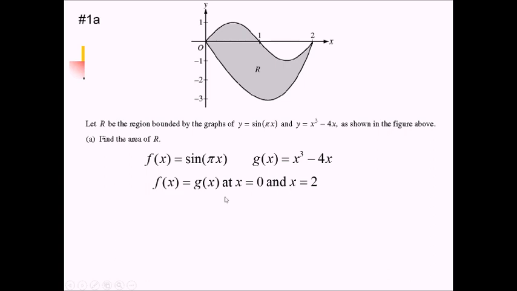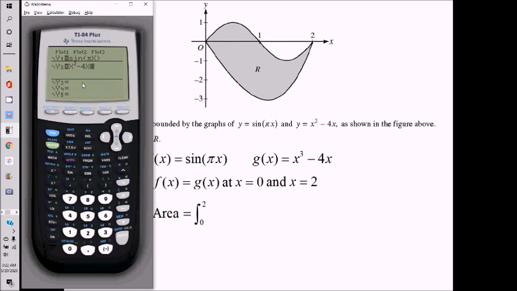So for my area here, I just need the integral from 0 to 2 of, and if I'm doing top minus bottom, well, which of these is the top function? I could guess here, I think sine is the top one, and x cubed minus 4x is the bottom one, but I don't actually have to guess, because I am allowed to use a calculator. So let me go to the calculator now and see what we're looking at.